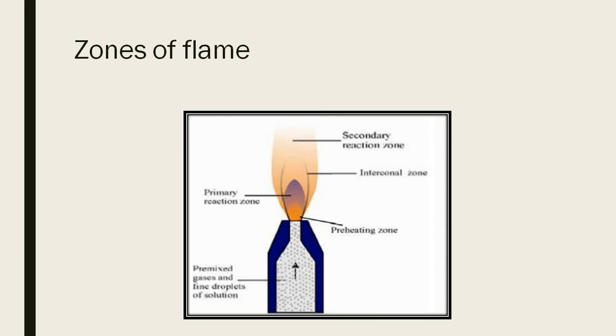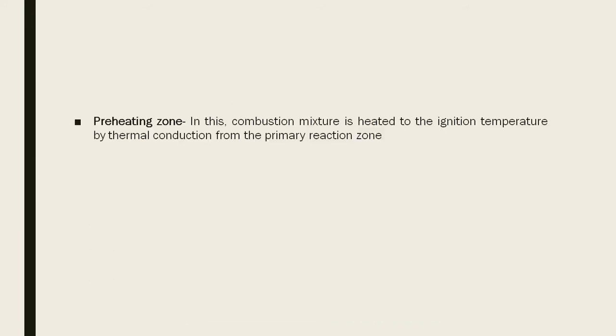The zone which is useful to us is the interconal zone. Usually this zone is allowed to pass through our system. We will see all the zones one by one. Preheating zone: here the combustion mixture is heated to the ignition temperature by thermal conduction from the primary reaction zone.